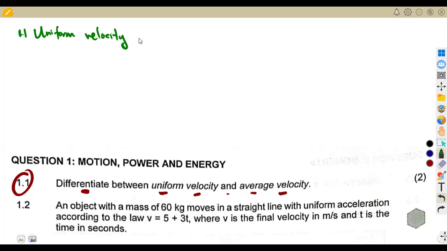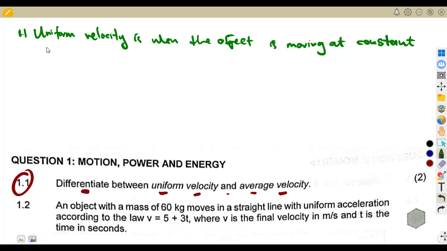Uniform velocity is when the object is moving at constant velocity. So this is going to move at constant speed. Let's just write it as constant speed in a particular direction. So that is it.